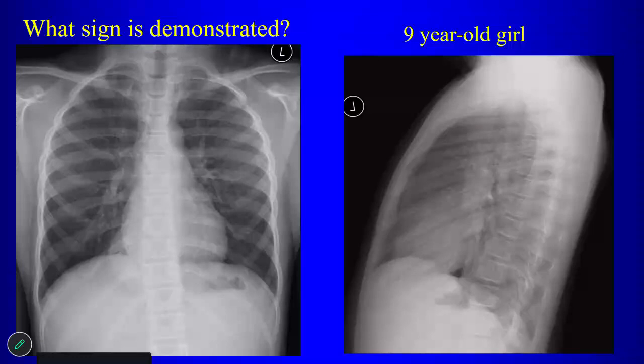First of all, do we see where the mass is? Looks like it's posterior, we have a positive spine sign. There is a positive spine sign. You see the mass on the frontal? Yes, on the right, at the cardiophrenic border. Yeah, here's the mass. So what sign is demonstrated here on the frontal chest radiograph? First of all, how can you tell from the frontal radiograph that it's a posterior mass?